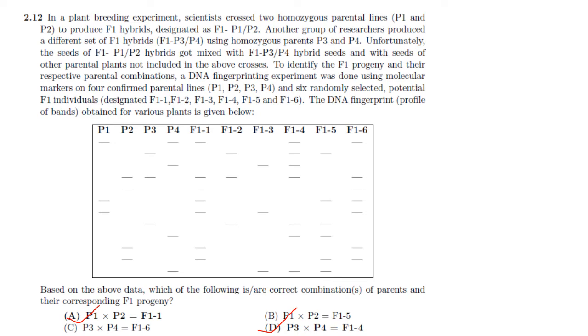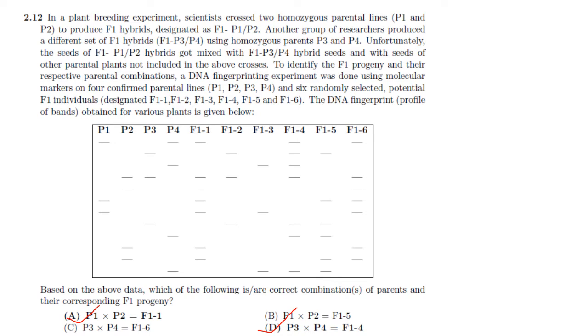In a plant breeding experiment, scientists crossed two homozygous parental lines P1 and P2 to produce F1 hybrids designated as F1 P1 by P2. Another group of researchers produced a different set of F1 hybrids, F1 P3 P4, using homozygous parents P3 and P4. Unfortunately, the seeds of F1 P1 P2 hybrids got mixed with F1 P3 P4 hybrid seeds and with seeds of other parental plants not included in the above crosses.